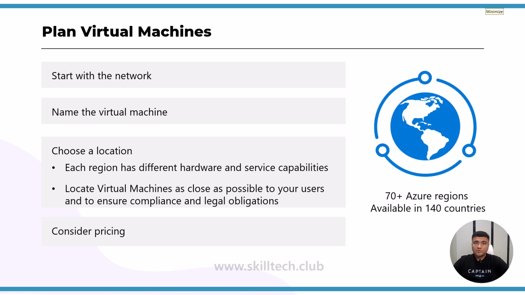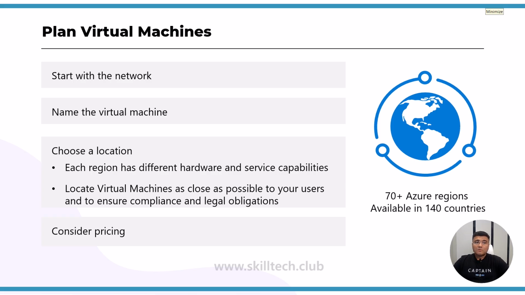with respect to the Azure regions which are available. We know we have 70 plus Azure regions as of now, and these regions are available in more than 140 countries. You have to choose the right region, you have to configure a proper virtual network, and you also have to locate your virtual machines as close as possible to your users. So by choosing a region, obviously we're going to focus on cost and other factors, but the highest priority factor is to choose a region which is nearest to your end users.